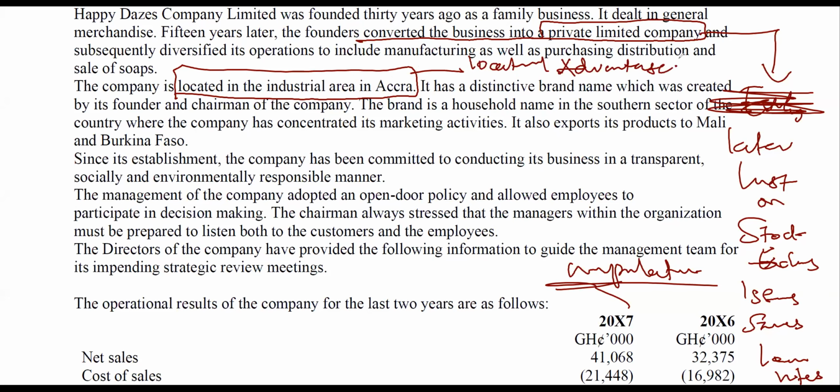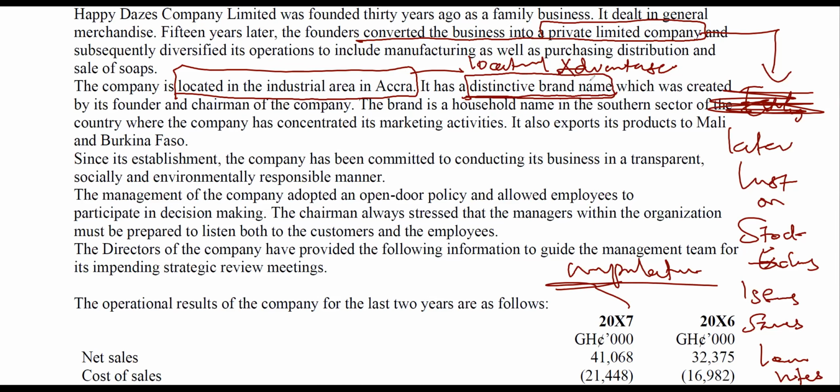It is, right? So when you see anything that makes it look like the company is benefiting, it is a strength. Or if it is in the outskirts or it's outside the organization, then it's an opportunity. That's how we look at these things. They said it has a distinctive brand name. Okay. It has a distinctive brand name. This one looks like the company is benefiting, right?